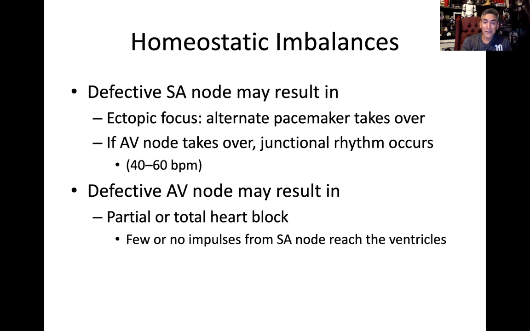If for whatever reason the AV node is not able to send the signal to the AV bundle, then we have a separation. The top part of the heart is completely independent of the bottom part of the heart. And that's what we call heart block, partial or total heart block, depending on how many of these signals make it to the ventricles.